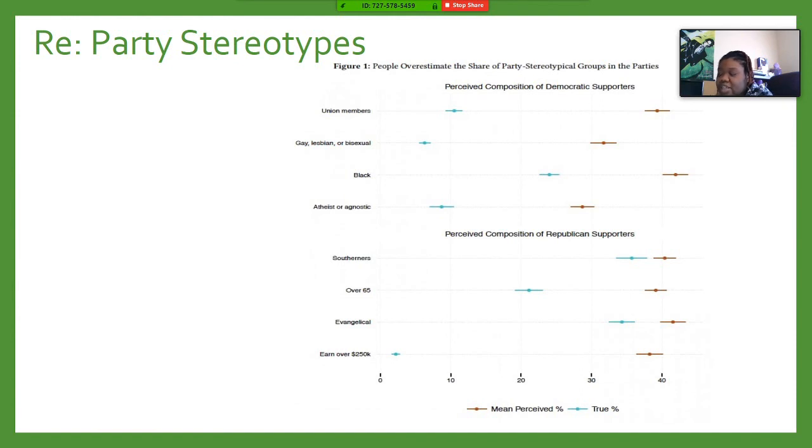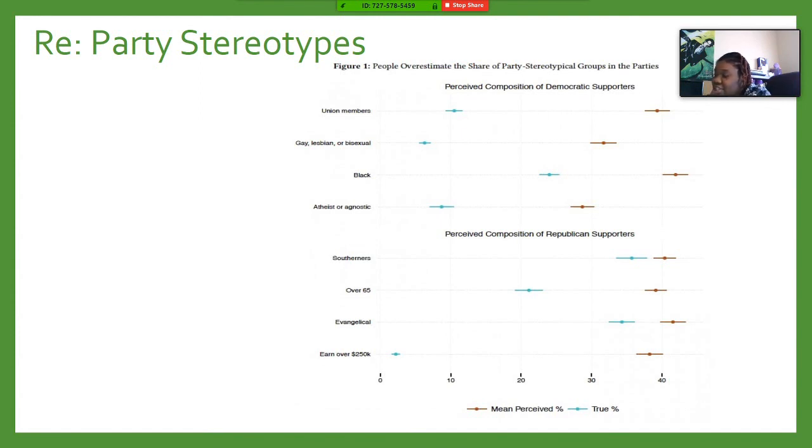Democrats overestimate the fraction of Democrats who are union members by 25%. Republicans overestimate it by 34 points. Republicans overestimate the fraction of Republicans who are wealthy by 30 points. Democrats overestimate it by 40 points. Not depressed yet? It gets worse.